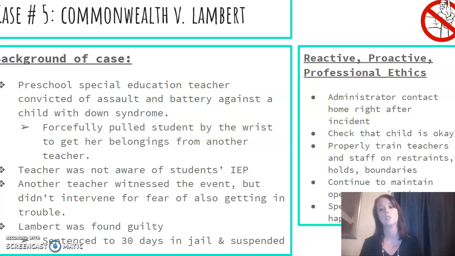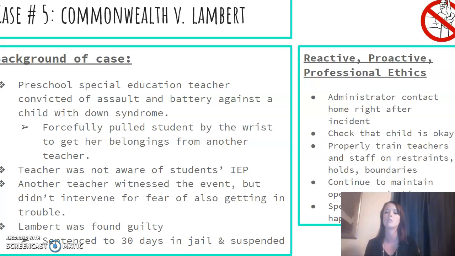So a reactive response, I think as an administrator, as soon as you find out that this incident happened, you have to call home explaining what had happened in that situation. Obviously check that the child is okay. They maybe got physically hurt, emotionally hurt, and just doing that check-in can make a big difference.